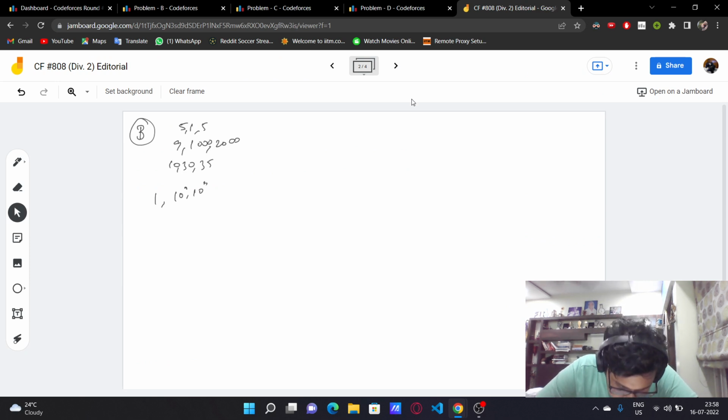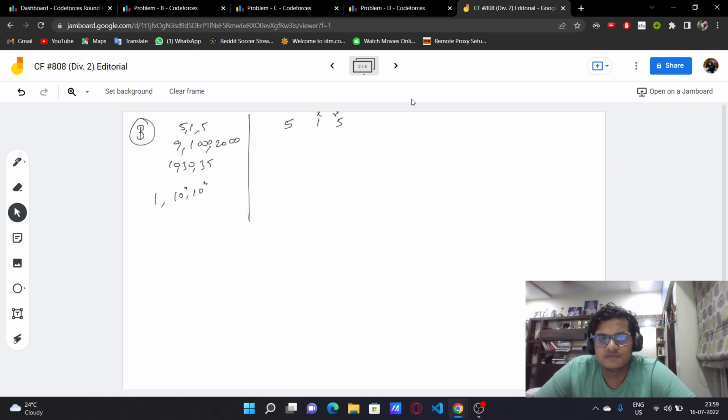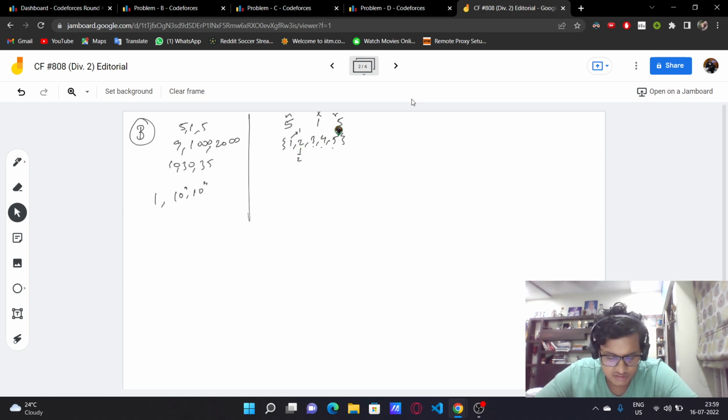Alright, first test case we have 5, 1 and 5. This is L, this is R, this is N. So we want an array of size 5 which will have distinct GCDs. In this we have a very trivial solution that we can just take the array 1, 2, 3, 4 and 5, because this will give GCD 1 with 1, this will give GCD 2 with 2, this will give 3, then 4 and then 5. And those are within bounds.